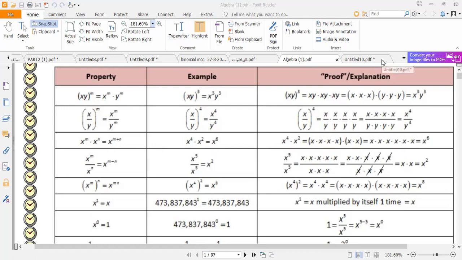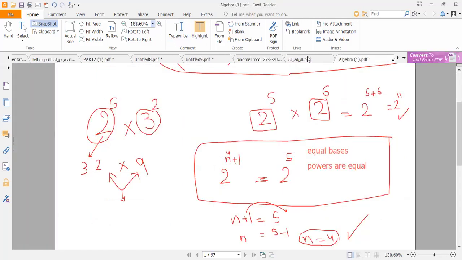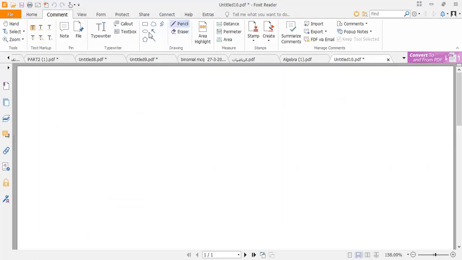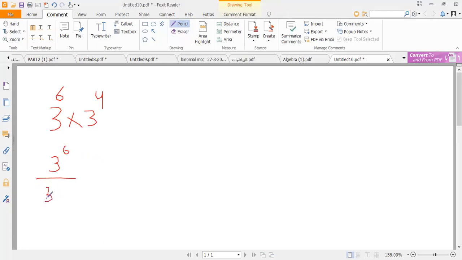Let us discuss these points together. When I have the same base and I multiply them, like 3 to the power of 6 times 3 to the power of 4, or 3 to the power of 6 dividing by 3 to the power of 4, with multiplication and the same base, I can add the powers together. So it will be 3 to the power of 6 plus 4, which is 3 to the power of 10. And here, dividing 3 to the power of 6 over 3 to the power of 4, because you have the same base, it will be 3 to the power of 6 minus 4. I subtract the top minus the bottom. 6 minus 4, so I have 3 to the power of 2.